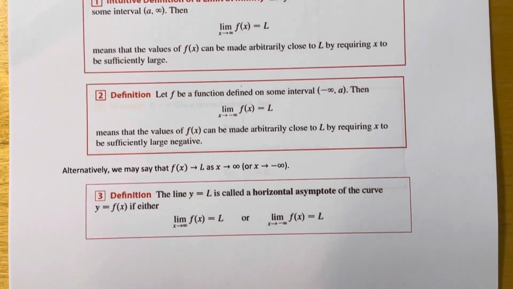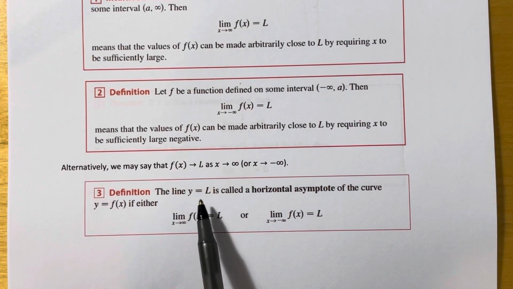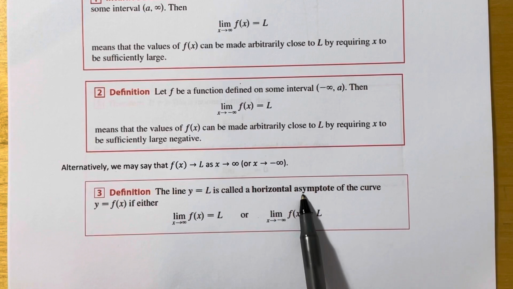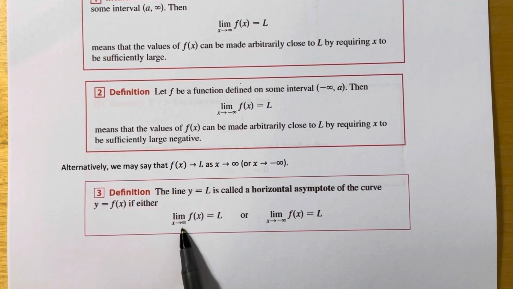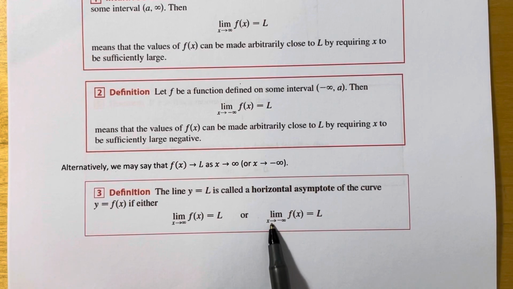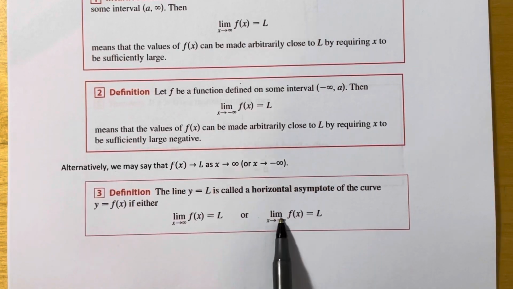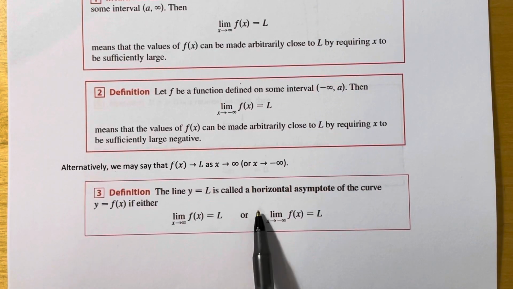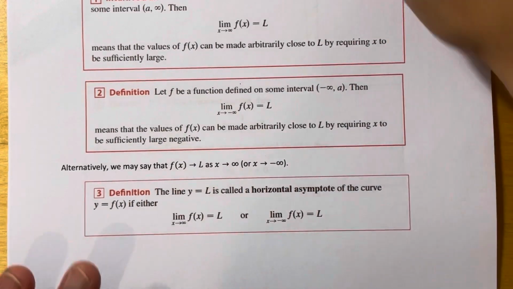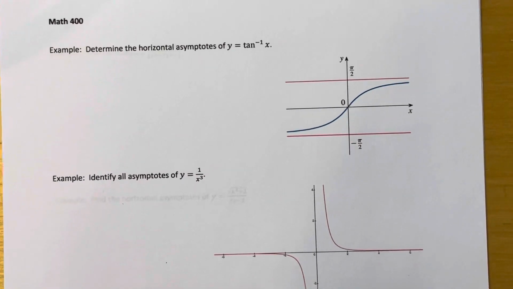Okay? And then I've already used this terminology, but the line y equals L is called a horizontal asymptote of this curve if either the limit as x approaches infinity or the limit as x approaches negative infinity equals L. And remember, sometimes, as in the case we just looked at, both of these limits will equal L, but this definition doesn't require them both to equal L, just one or the other at the very least. Okay? So here's an example.